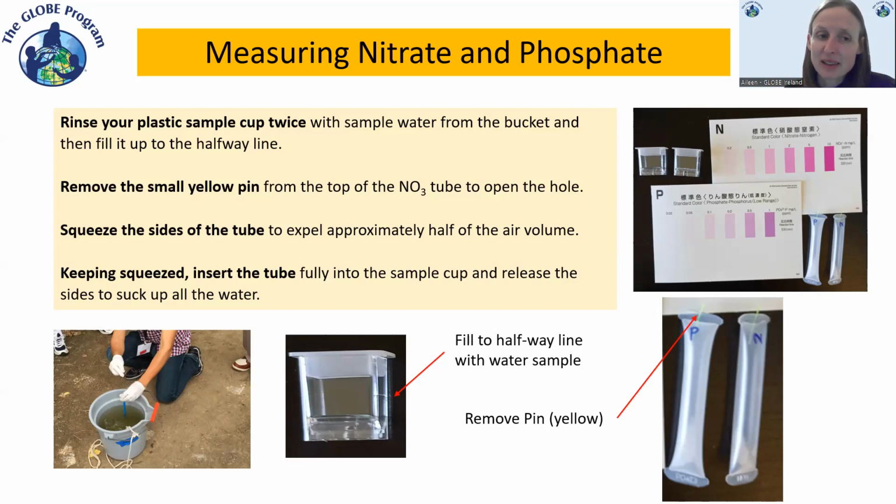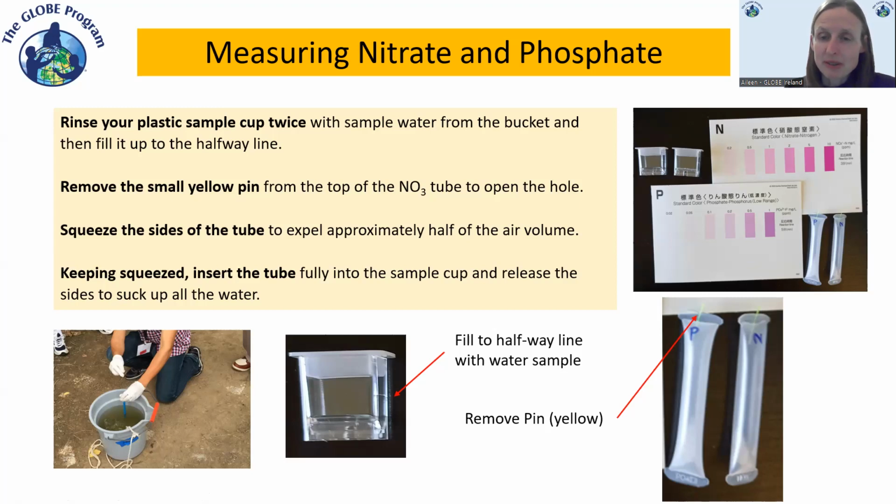And then what's going to happen is the water with the reagent is going to change color. And there are color charts for each different one. There's a phosphate color chart and a nitrate color chart that you can see up there in the top right. And you're going to have a look at the color in your tube after the 3 minutes or the 5 minutes, and you're going to compare it to the color chart.